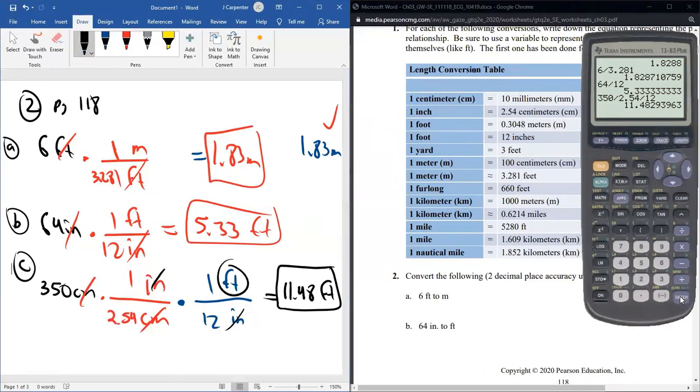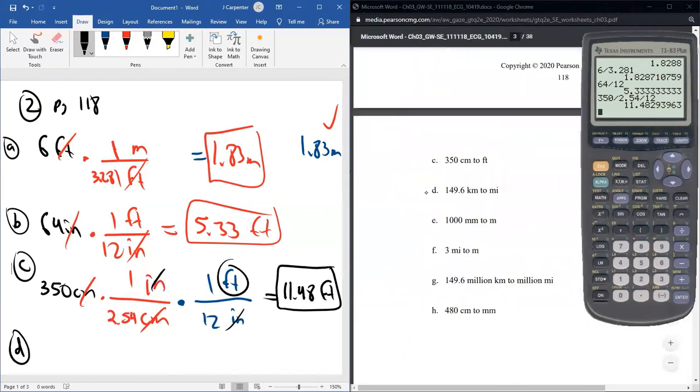And I think this answer makes sense. 350 centimeters, a centimeter is a smaller unit of measurement than a foot. A foot is definitely bigger than a centimeter, so it'll take more centimeters to make less feet. Same thing up here, 64 inches. Inches are smaller than feet, so there should be fewer of them as feet. Feet are smaller than meters, so the answer in meters should be smaller as well. All right, D.